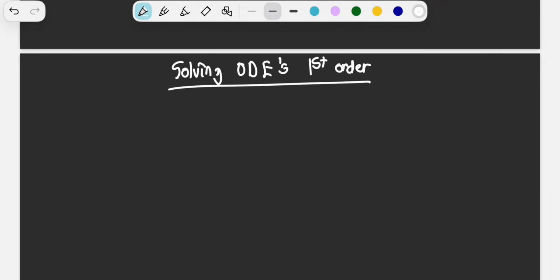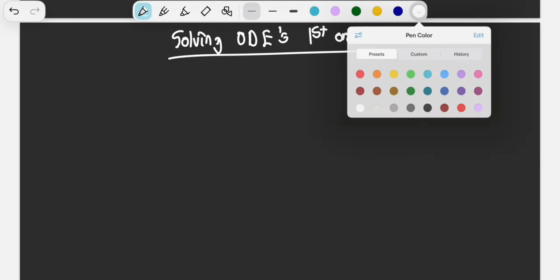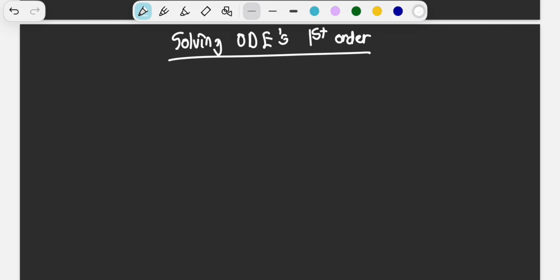Okay, let's talk about solving ODEs. So we're going to talk about everything that you need to know for solving first order ordinary differential equations. We're going to start off with the first thing, which is separation of variables.